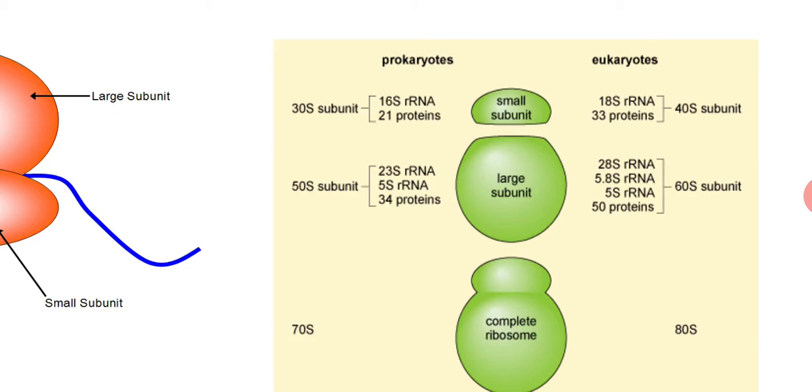In 80S, there is no subunit mentioned here, so I am telling you that 40S plus 60S is equal to 80S. And about 70S also, I want to tell you that 30S plus 50S is equal to 70S. And 40S and 60S subunits are found in eukaryotes.